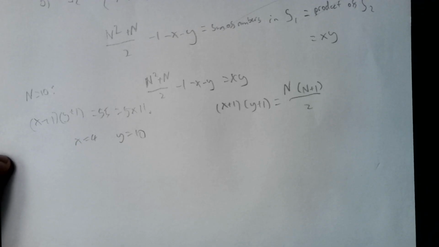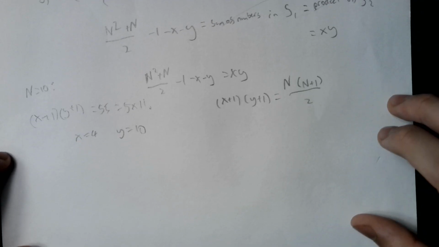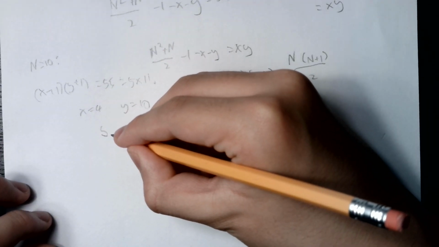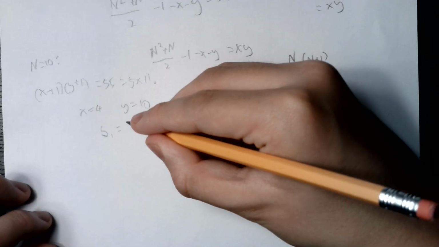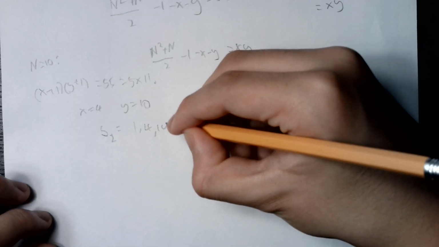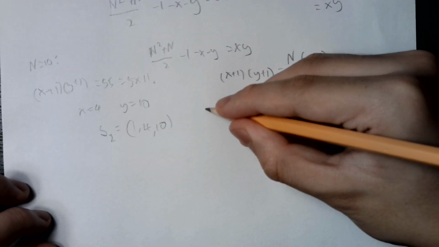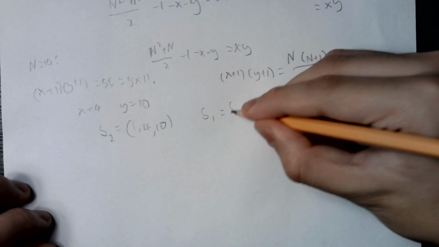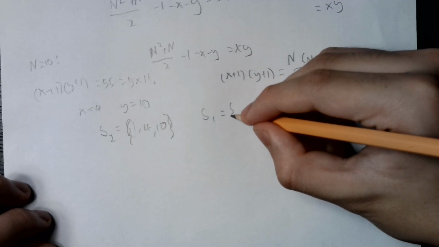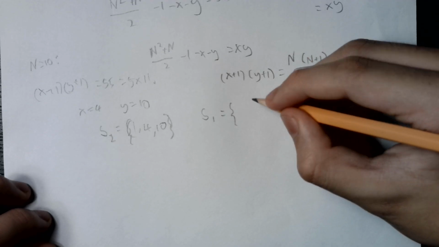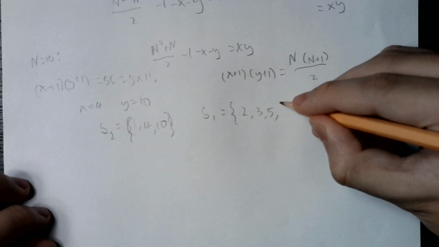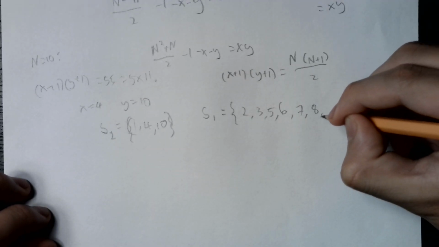So this means that one solution for this would be, if S1 is equal to all the numbers, actually no, we don't need to care about S1, we say S2 is equal to 1, 4, and 10. And then S1 would be equal to all the numbers from 1 to 10 that are not in S2, which would be 2, 3, 5, 6, 7, 8, 9.